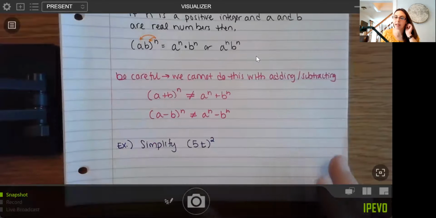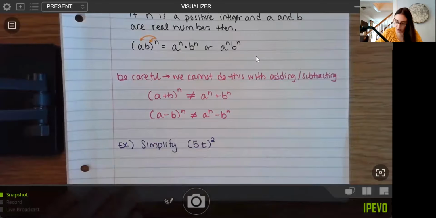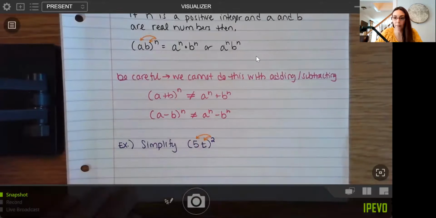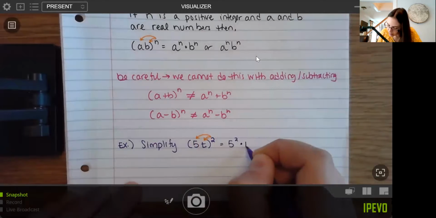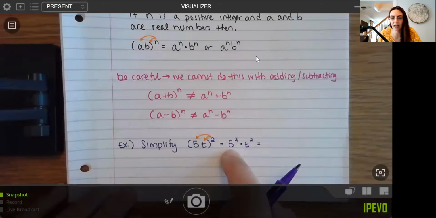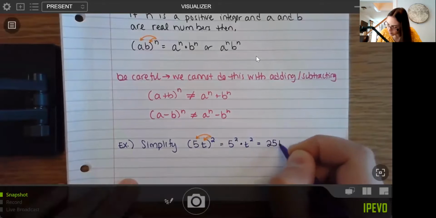So let's say I have something like, simplify 5t squared. So again, I have parentheses, I have no addition or subtraction. So what I can do is take that square and distribute it to both bases. So this becomes 5 squared times t squared. Now, typically if a number is pretty small or easy to simplify, then you should do it. So 5 squared is just 25. So this is 25t squared.